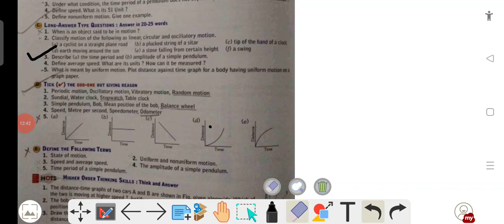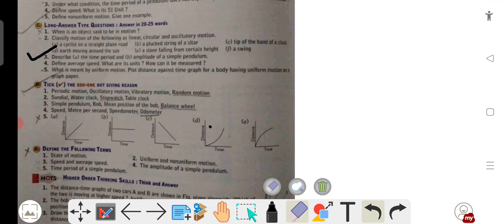Now speed and average speed. The speed is the distance traveled divided by the time taken. And the average speed is the total distance traveled divided by the total time taken. It's called the average speed. We generally calculate the average speed.